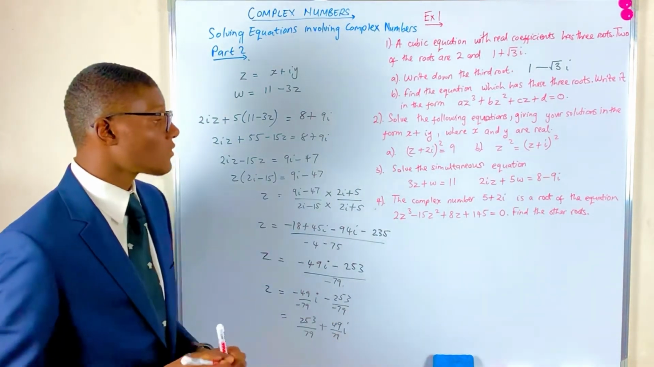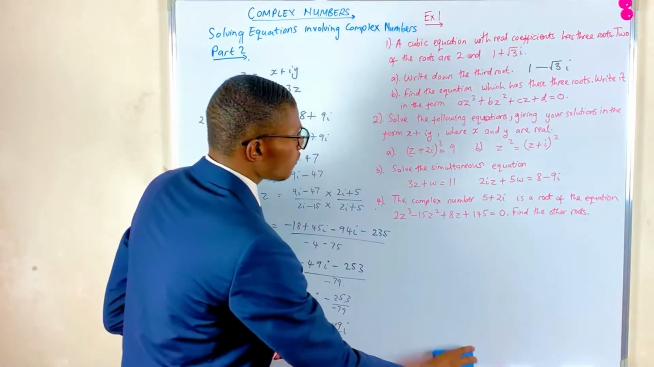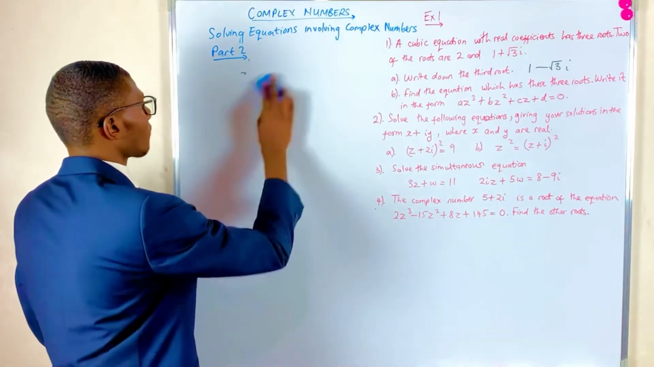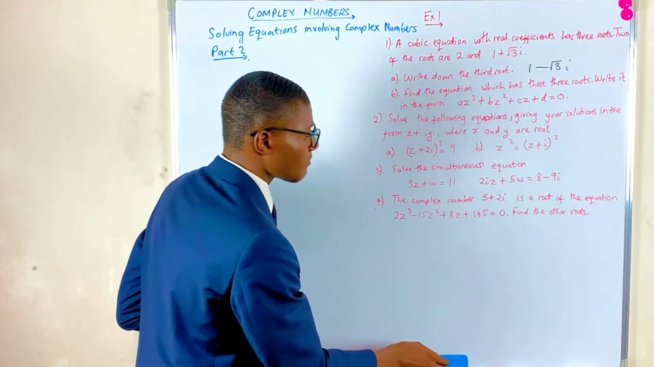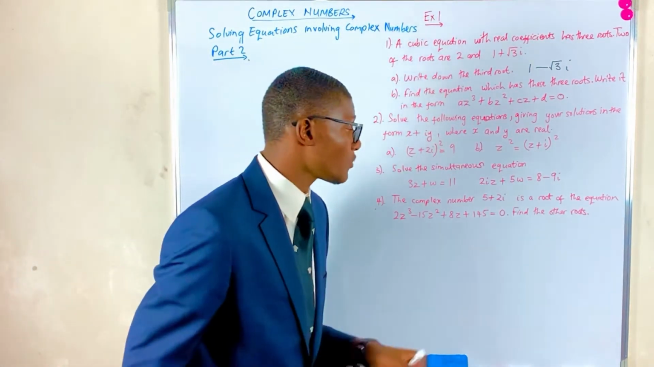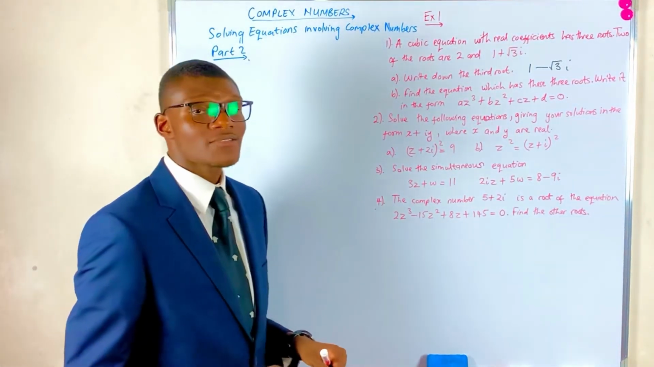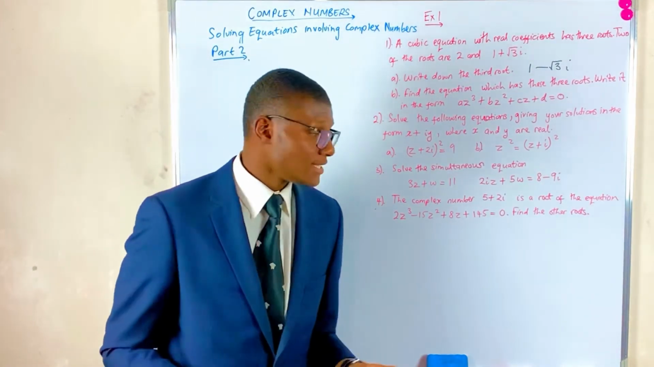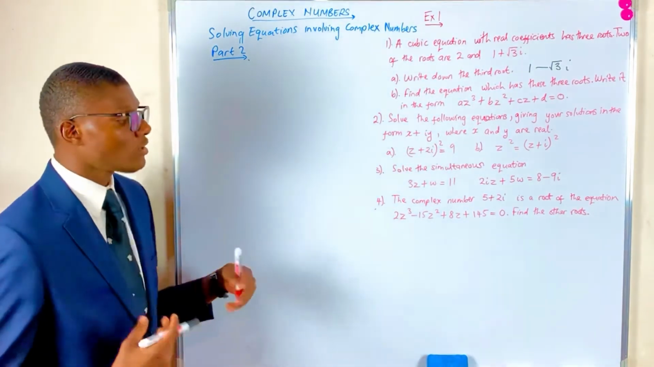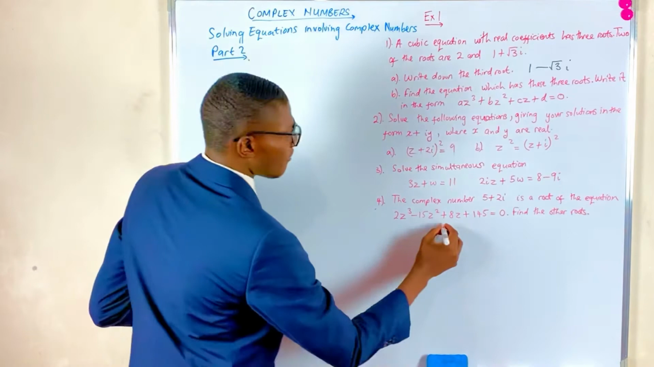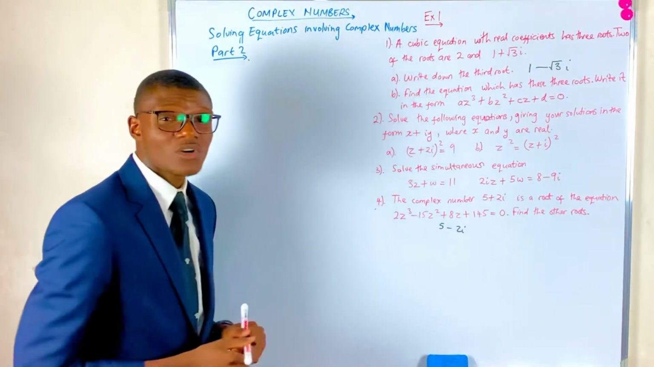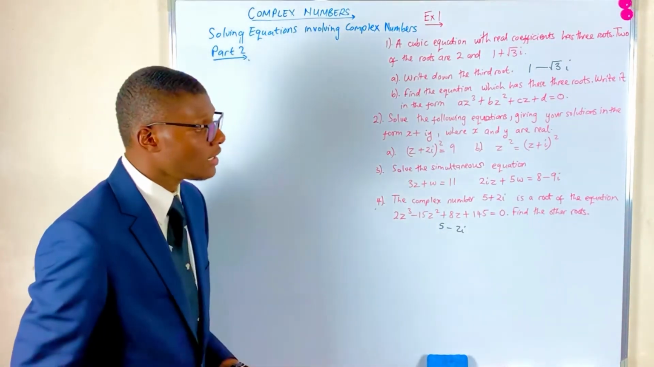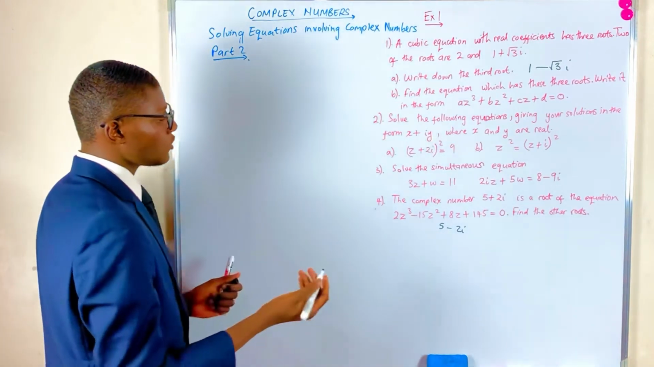Okay, so this is how we solve the simultaneous equations for number 3. Then now moving on to number 4. Right, number 4 says the complex number 5 plus 2i is a root of equation 2z cubed minus 15z squared plus 8z plus 145 to give us a 0. Now the question says find the other roots. So one of the other roots that we know is definite is 5 minus 2i, which is the complex conjugate of this complex number.